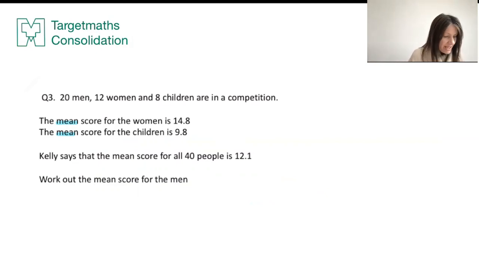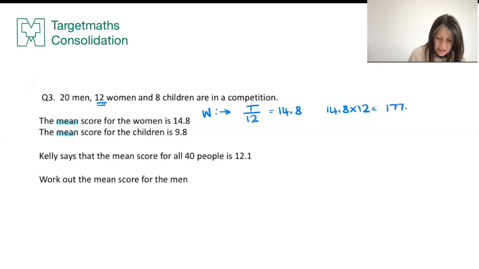So what I do here is I say, okay, the women, we'll just do something like that. So I'm working on the women. The women, there is a total, I don't know, but when it was divided by 12, because there are 12 women, it would equal 14.8. So I'm going to take the 14.8, times it by the 12, which gives me that. And that is the total. That's the total for the women.